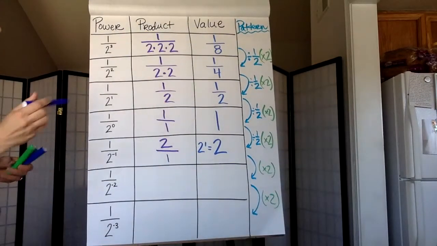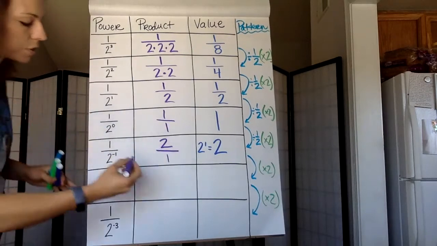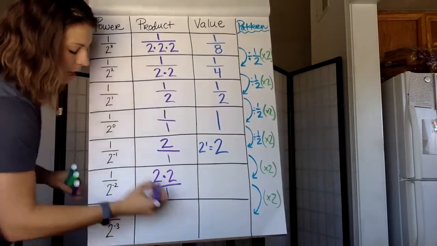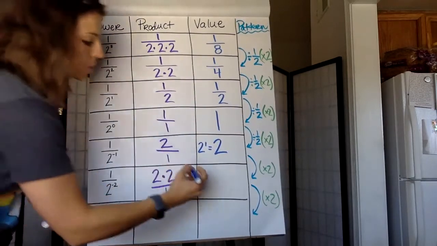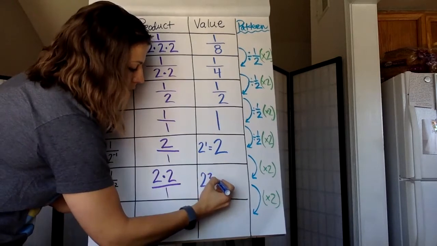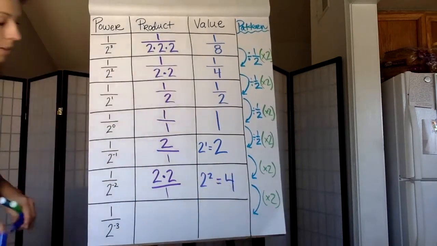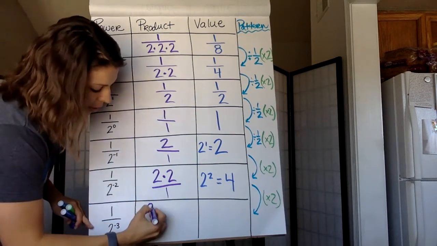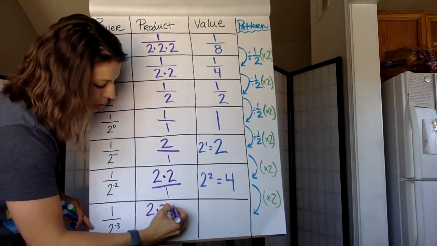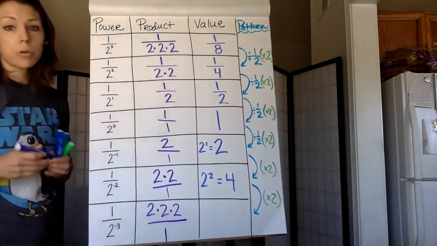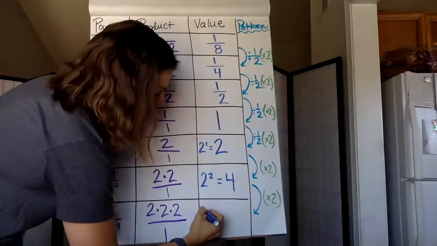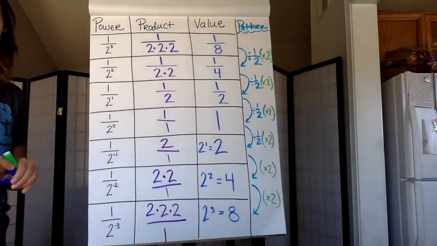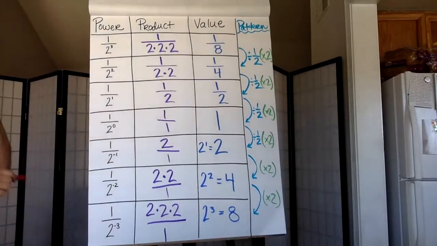Okay, now multiplying by 2 just means I add another factor of 2 in the numerator. So this is 2 times 2 in the numerator. 2 times 2 is 2 squared, and 2 squared is 4. And then multiply by another factor of 2 just means I add another factor of 2 in the numerator. 2 times 2 times 2 in the numerator, which is 2 to the power of 3, which is 8. So what is our real pattern here?